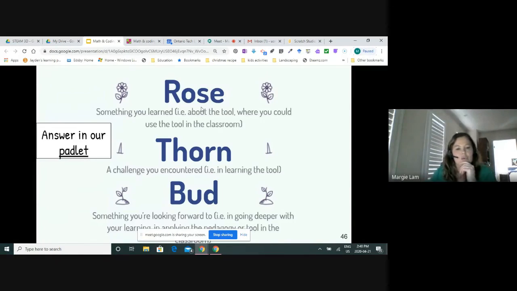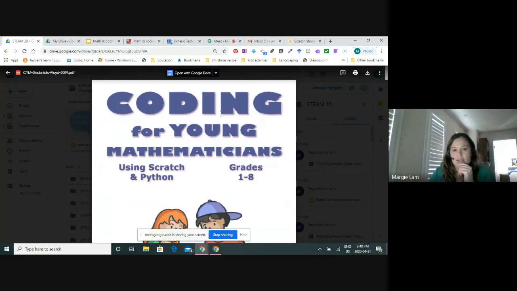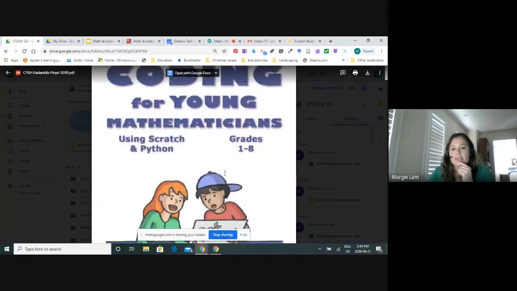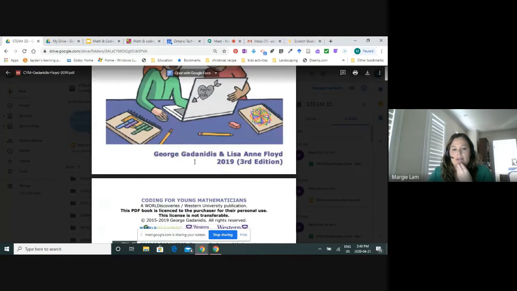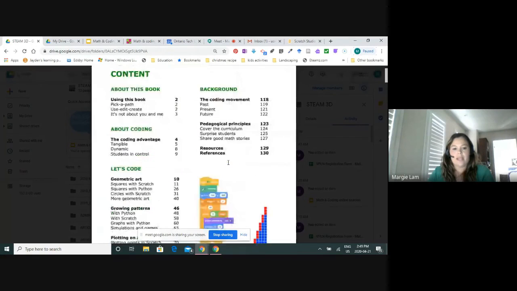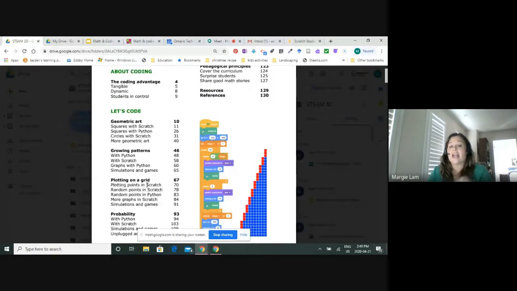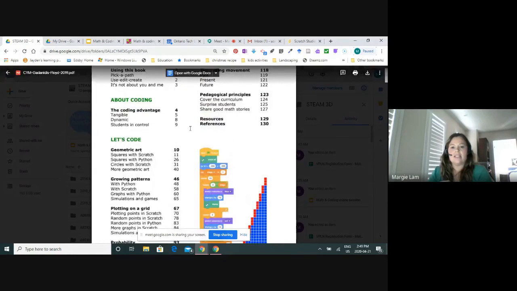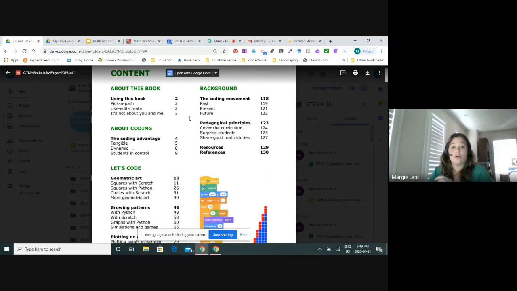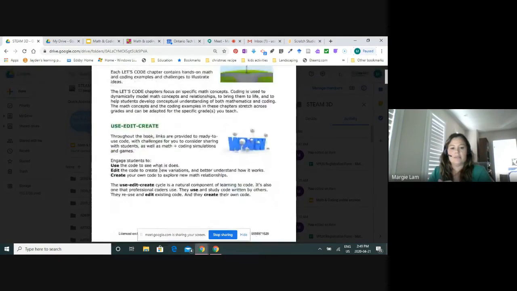As we mentioned, you will be given a book, and the one that will be coming is Coding for Young Mathematicians. This book, developed by the Math Knowledge Network, focuses on grades 1 to 8. It uses Scratch and Python, developed by George and Lisa here. What I love about this book is there are so many different examples of both Scratch and Python. Scratch has a very high level of functionality, but if you want to move into syntax, there is some Python coding here as well. At the end, they talk about some pedagogical principles and the coding movement, which we talked about in this session. So lots of different examples here.